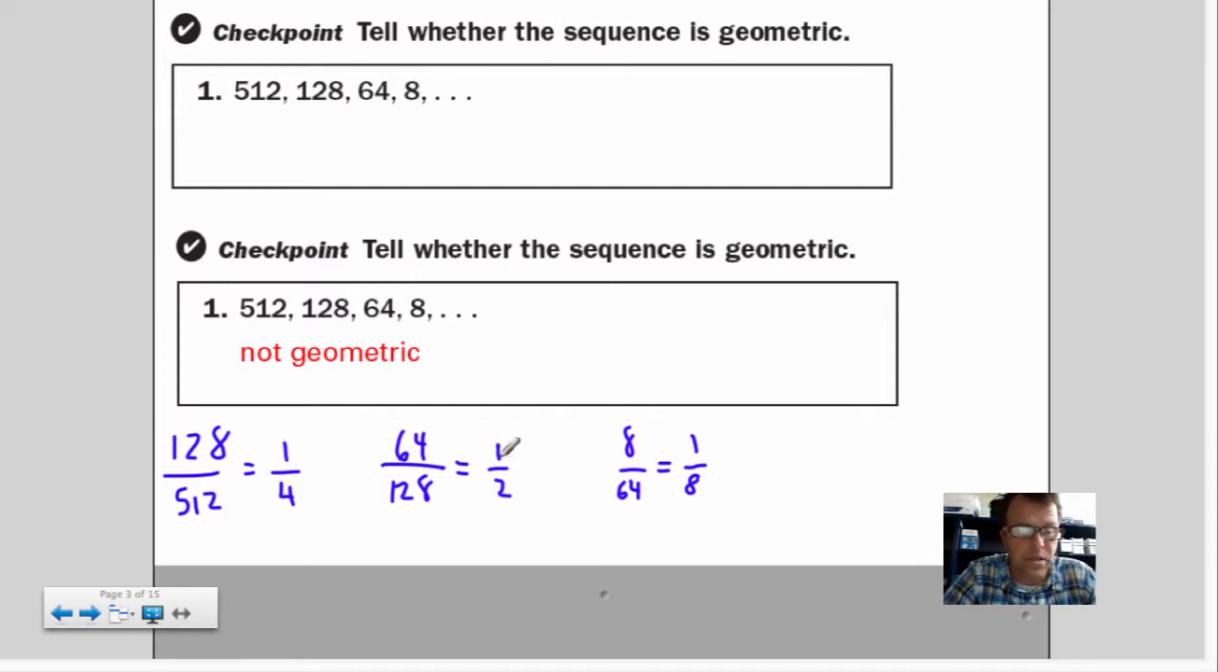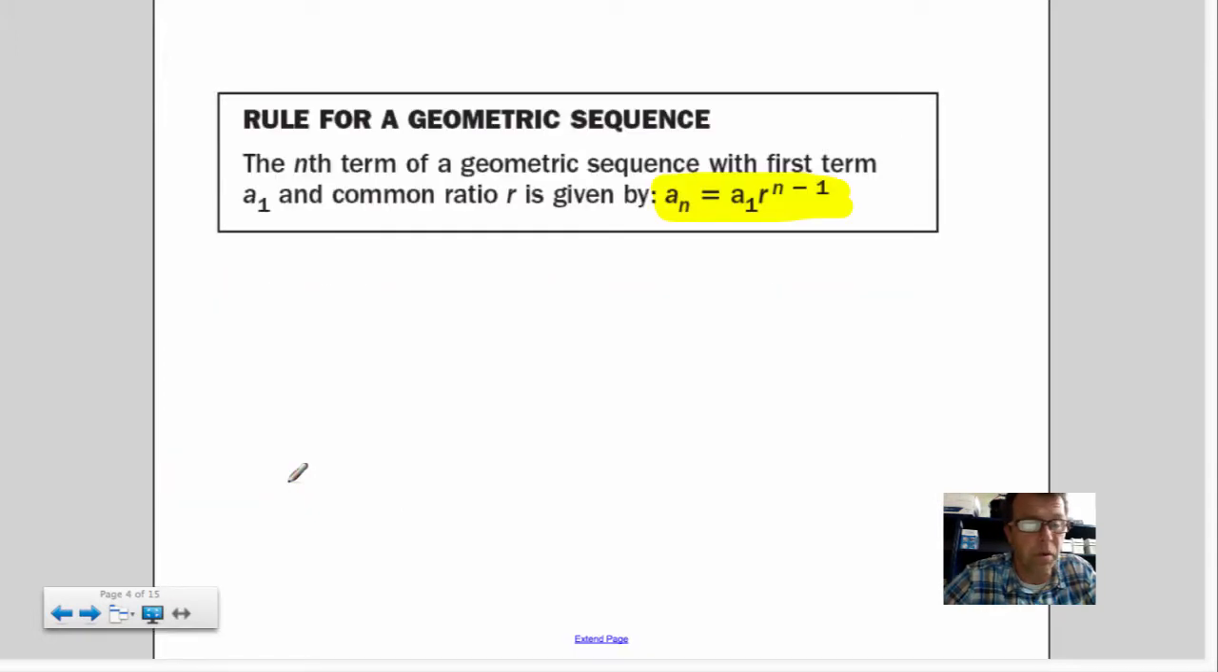Right there, I'm done. I should stop, but I did the next one anyways. I divided 8 by 64 and got an eighth. And again, these ratios, these multipliers, should be the same, and they're not. So it's not geometric. It's still a perfectly wonderful sequence. But there you have it.